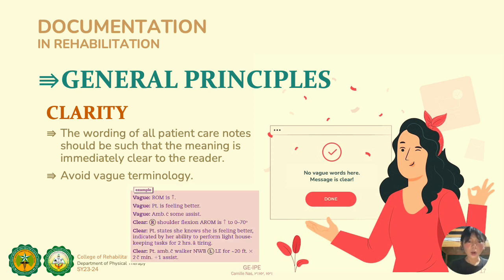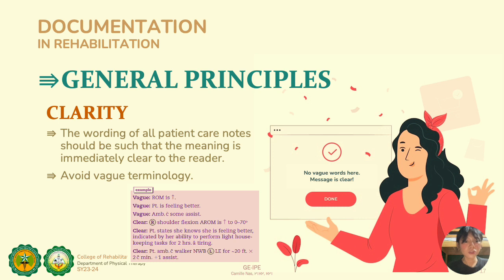Vague siya kapag "ROM is increased," no? Kasi anong ROM? Yung ROM, range of motion, pwede nating kunan yan sa lahat ng joints. Pwedeng sa shoulder, sa hip, sa knee, sa finger. So hindi siya specific what part of the body yung kinuhanan ng ROM.